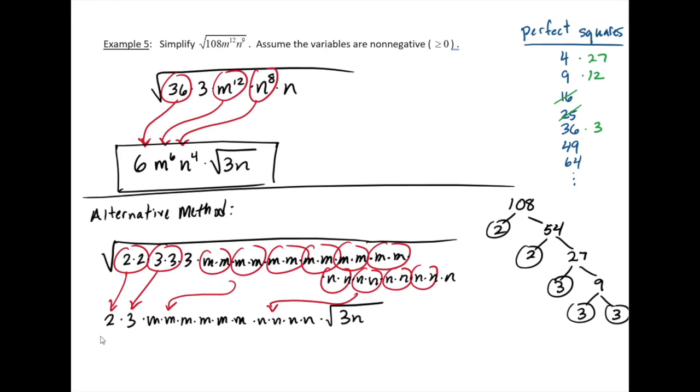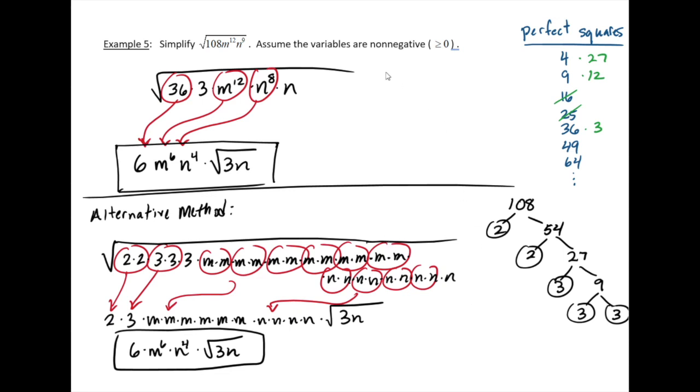And when we simplify this, we get 2 times 3, which is equal to 6, m to the 6th power, and n to the 4th power. And that's exactly the same answer that we got using the first method. Again, either one of these methods will be fine to use as long as you show your work.